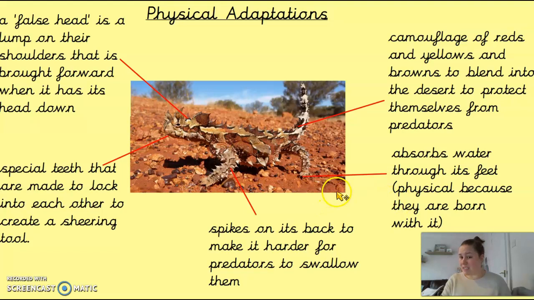And then, this is super clever, it absorbs water through its feet. And that's a physical adaptation because it's a feature they're born with. There's obviously not a lot of water in the desert. And so it means that if there's a little puddle of water, it doesn't have to try and drink from it. It can just walk over it and take the water up through its feet. On the website, there is a little YouTube clip of the thorny devil, and you can see it doing that. You can see these in action.